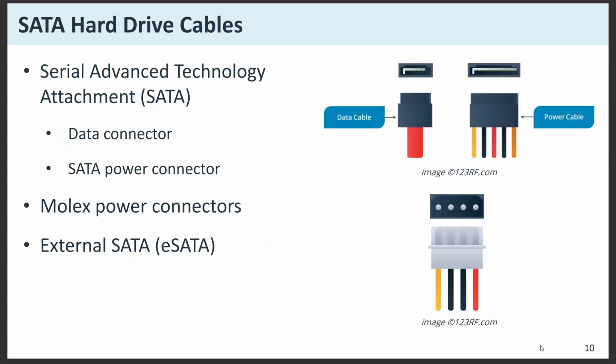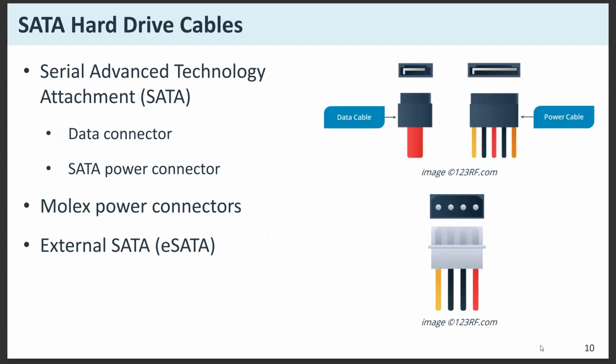Another topic we discovered is the SATA hard drive cables. These are the Serial Advanced Technology Attachment. There are a lot of acronyms used in IT, so it's good to have an idea of what they are.